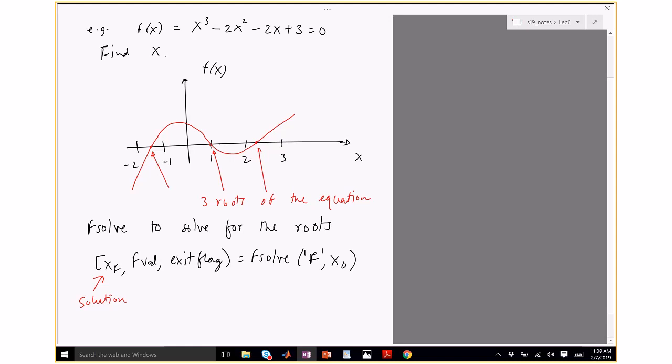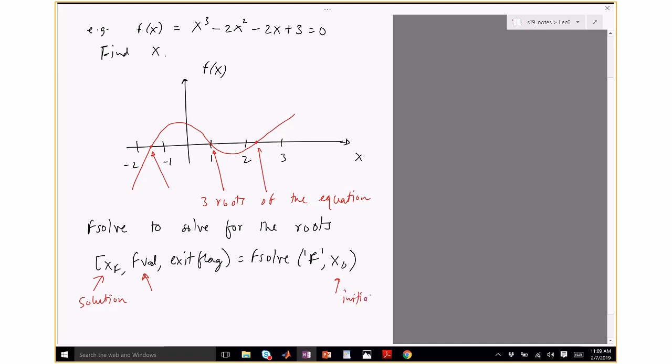In fact, you'll see that depending on the initial guess, if your initial guess is close to this point, you'll get that. If it's close to this, it will give that. Sometimes it could give that one. So it really gives you one solution, it won't give you all, and you have to keep trying different guesses. So this is the initial guess.